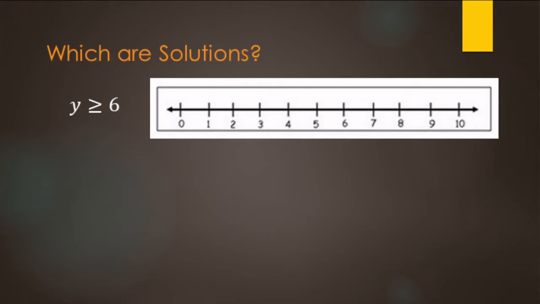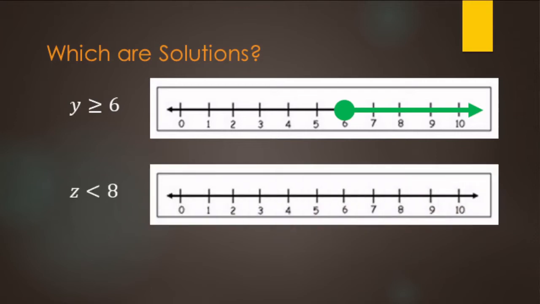Y is greater than or equal to 6. Well, we know 6 is greater than or equal to 6, and then other numbers that are greater than 6 are 7, 8, 9, 10, or any to the right of 6. What about Z is less than 8? Well, there's 8 right there. We know 8 is not less than 8 because it's equal to, and so we're not going to include 8 with our solutions, but numbers that are smaller than 8 or less than 8 are going to be to the left of 8 on the number line, not including 8. So 7.9, 7.99, 7.9999999 will also work.